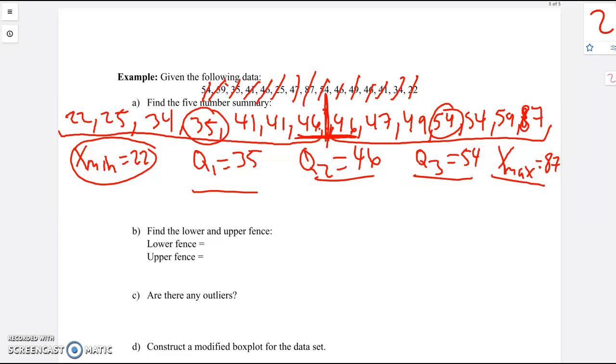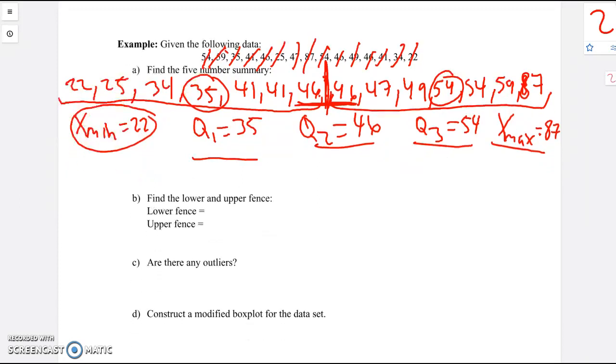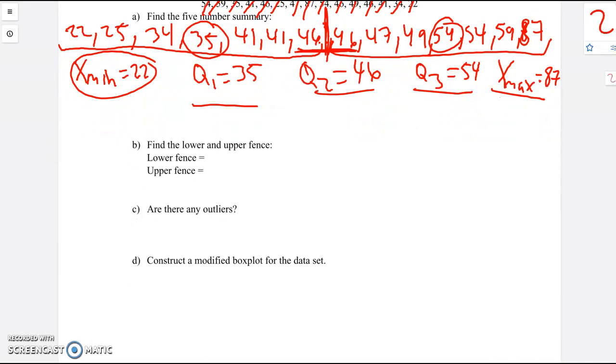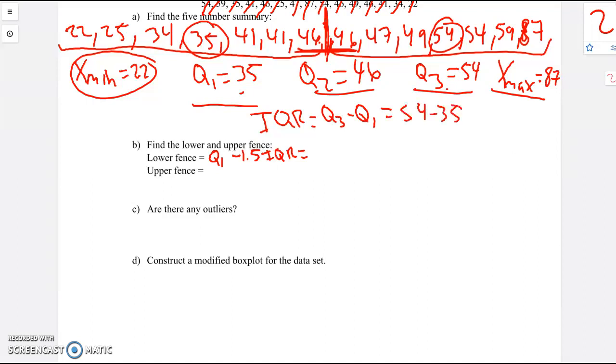Since I'm doing a modified box plot, I need to figure out my lower and upper fences. If you remember, what was the formula for the lower fence? You can go a little bit up, or rewind the video. It's Q1 minus 1.5 times the IQR. And IQR is just Q3 minus Q1. So I'm going to subtract these 2 numbers: 54 minus 35.